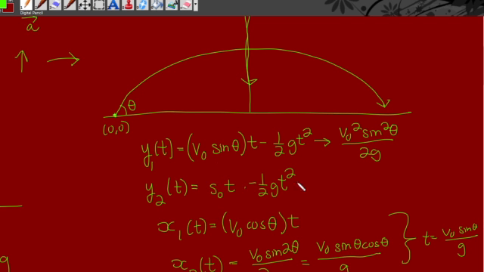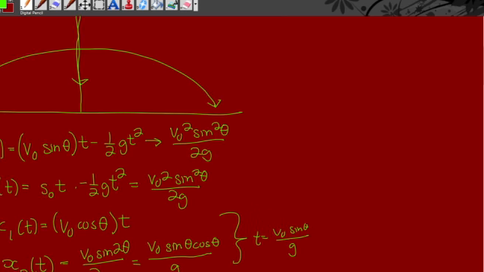Okay, so then what we have to do is set this equal to v naught squared sine squared over 2g. If we plug in v naught sine theta over g for this, we get, let me just do it, s naught v naught sine theta over g minus v naught squared sine squared theta over 2g.